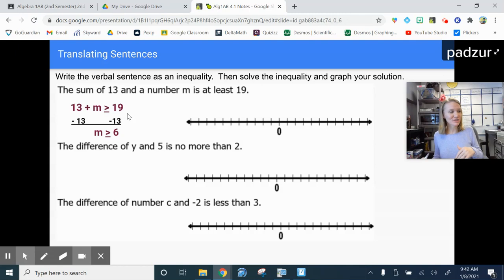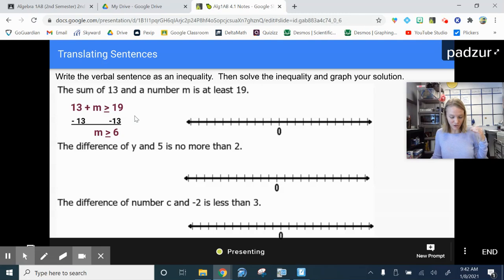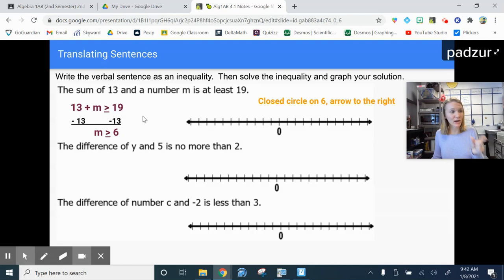So what we'll do then to graph the solution, we're going to put a closed circle on 6, and we're going to arrow this to the right. Because it's greater than, we're talking about the numbers that are bigger.